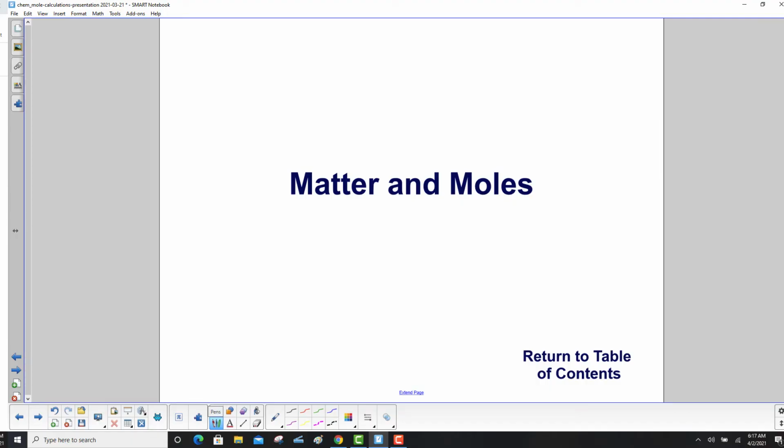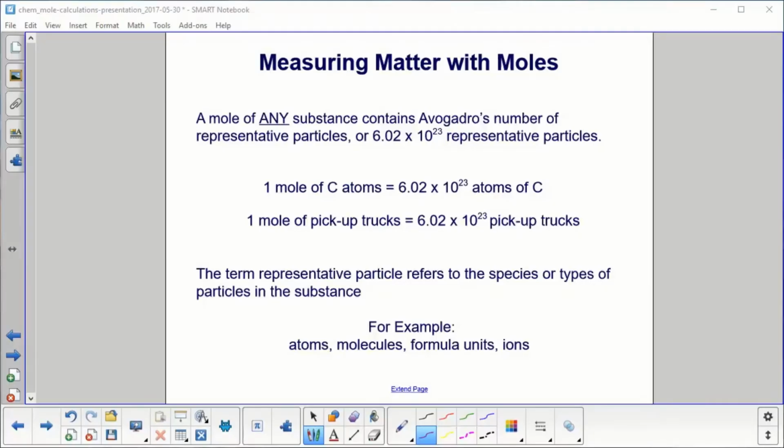Matter and moles. A mole of any substance contains Avogadro's number of representative particles, or 6.02 times 10 to the 23rd representative particles. So here's some examples. 1 mole of carbon atoms, 6.02 times 10 to the 23rd atoms of carbon. 1 mole of pickup trucks, 6.02 times 10 to the 23rd pickup trucks. Representative particle refers to the species or types of particles in the substance. For example, atoms, molecules, formula units, or ions.